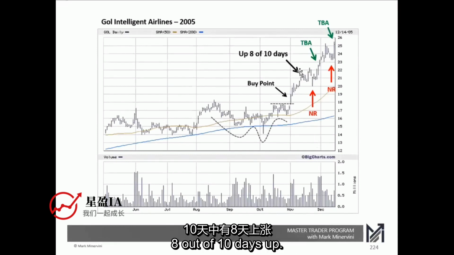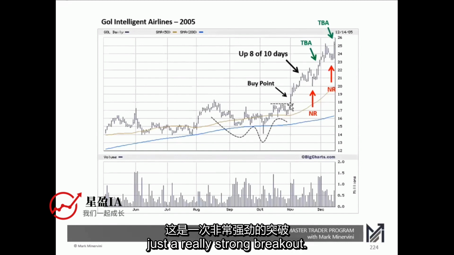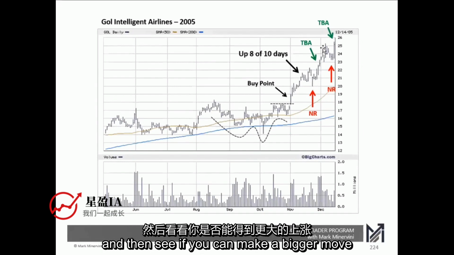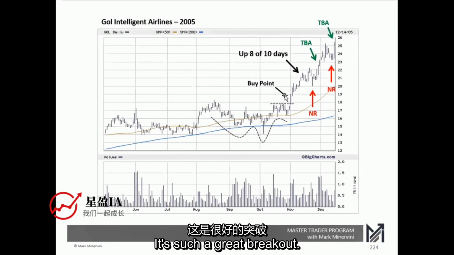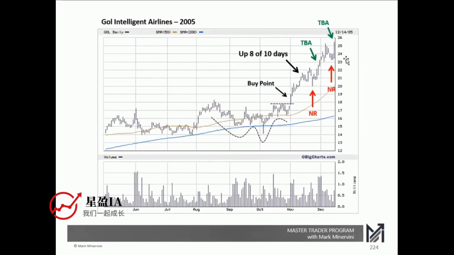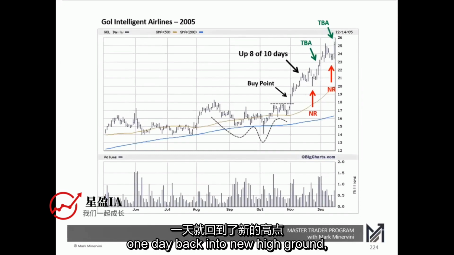Look at this, 8 out of 10 days up. So this breaks out, goes up 8 out of 10 days, just a really strong breakout. You want to go through a natural reaction here and then see if you can make a bigger move, because the stock is just acting so well. It's such a great breakout. This is such an indication that institutions are piling in, and then with a very small pullback and a quick recovery, it's just total confirmation. So again, another natural reaction, boom, 1 day back into new high ground.